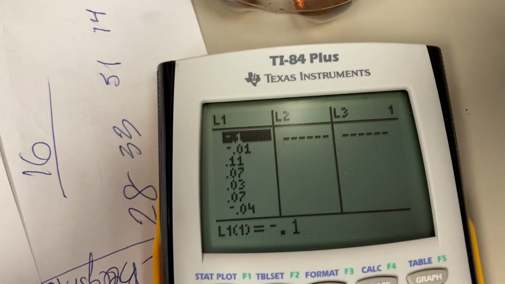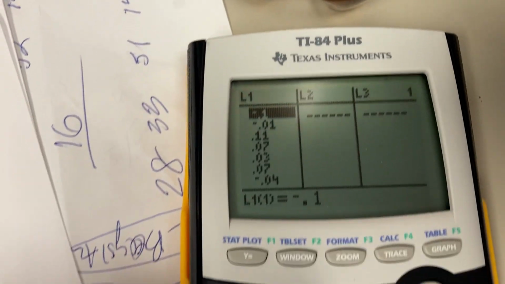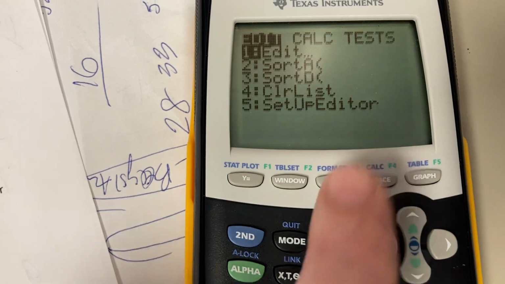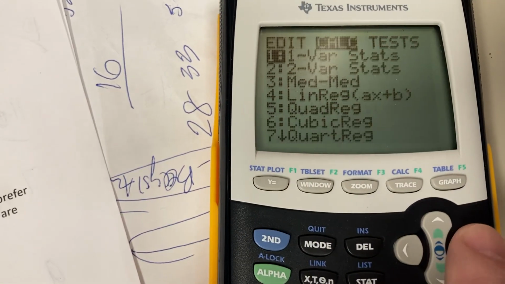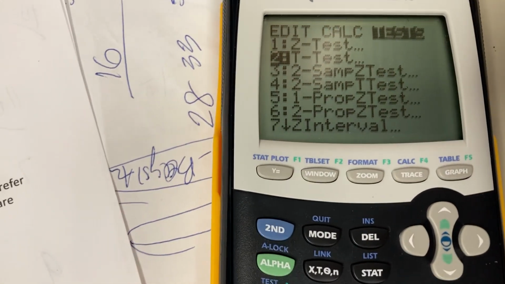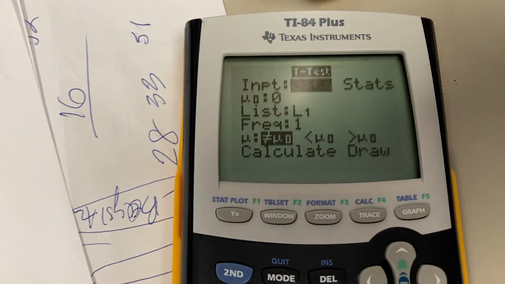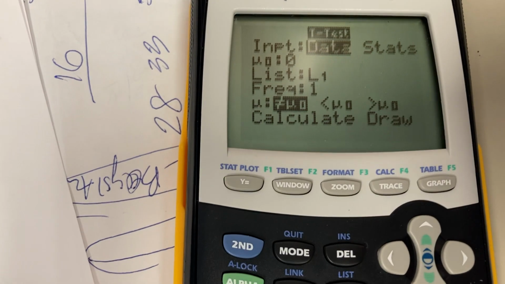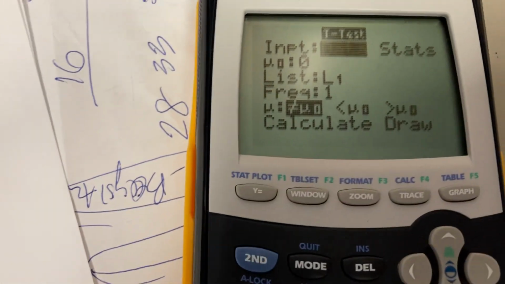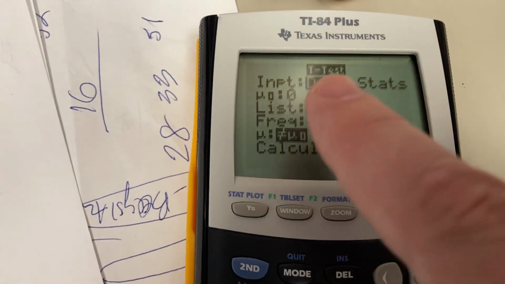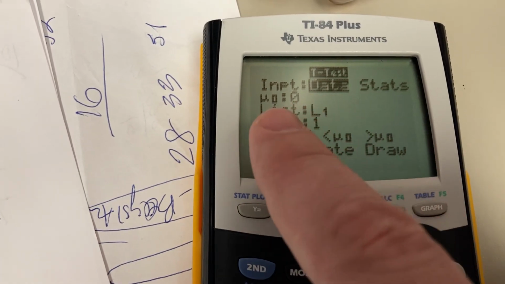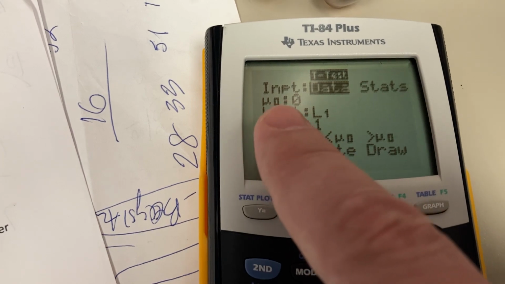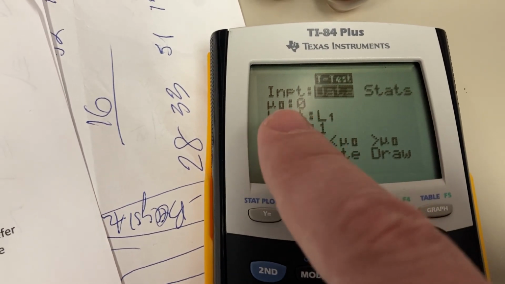Now, once I have those in, I'm going to go to stats, and I'm going to arrow over to tests. I'm going to go to t-test. We're basically tricking a 2 sample into a 1 sample because they're dependent. And you want data highlighted, not stats. And in the null, we're assuming that it's 0.